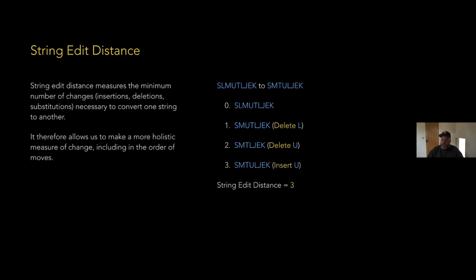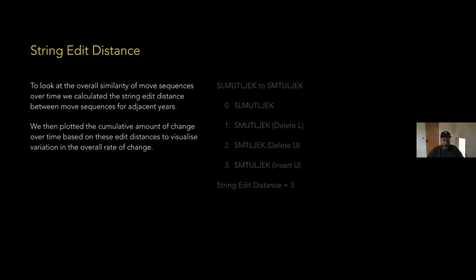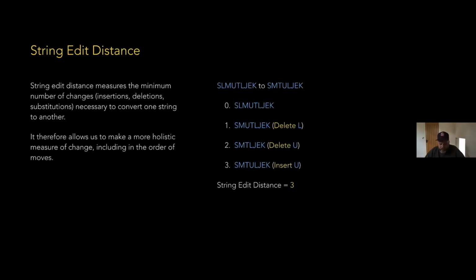It's also very common in genetic studies, right? Where you're trying to compare DNA, which is represented by a string of letters, C, A, G, and T. In this case, we have these 21 or whatever it is moves, and we want to see just how similar they are. So we use string edit distance. Basically, it measures the minimum number of edits necessary to convert one string into another. These changes can be insertions, deletions, substitutions. There's various flavors of string edit distance. This is quite a simple one, but the idea is that we can use this to make a more holistic measure of change that does take into consideration the order of these moves.